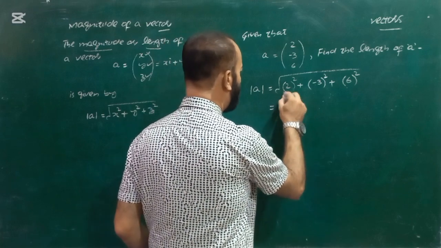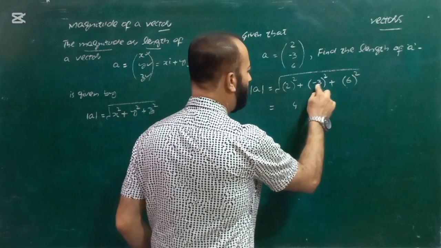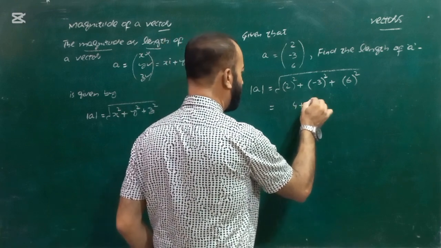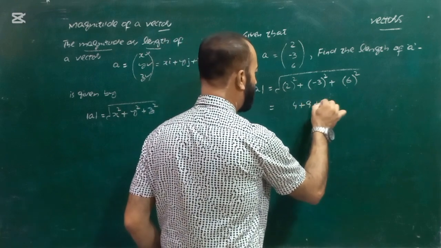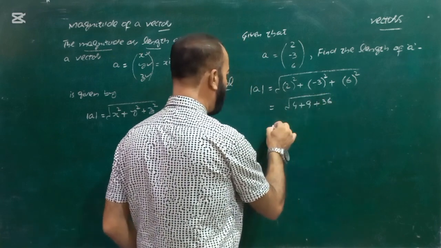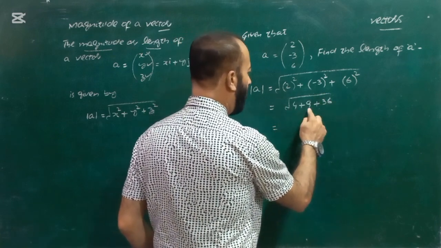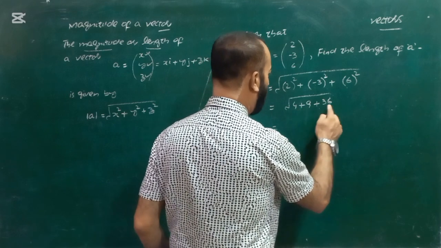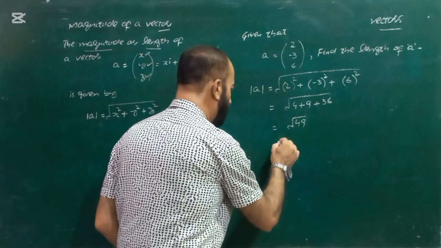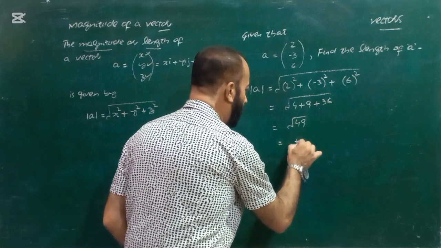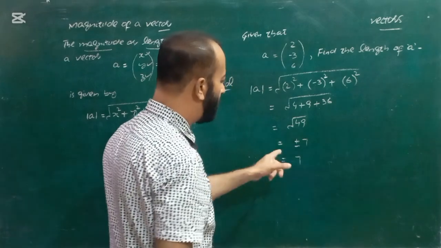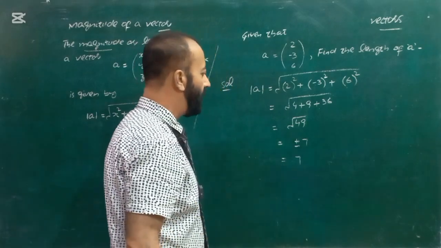Now solve it. So 2 square is 4, minus will be absorbed because of the square, so 9, and plus 36, square root. Okay, then 9 plus 4 is 13, and 13 plus 36 is 49, and square root will be plus minus 7, but 7 will be taken because magnitude is always positive. So this is the answer.